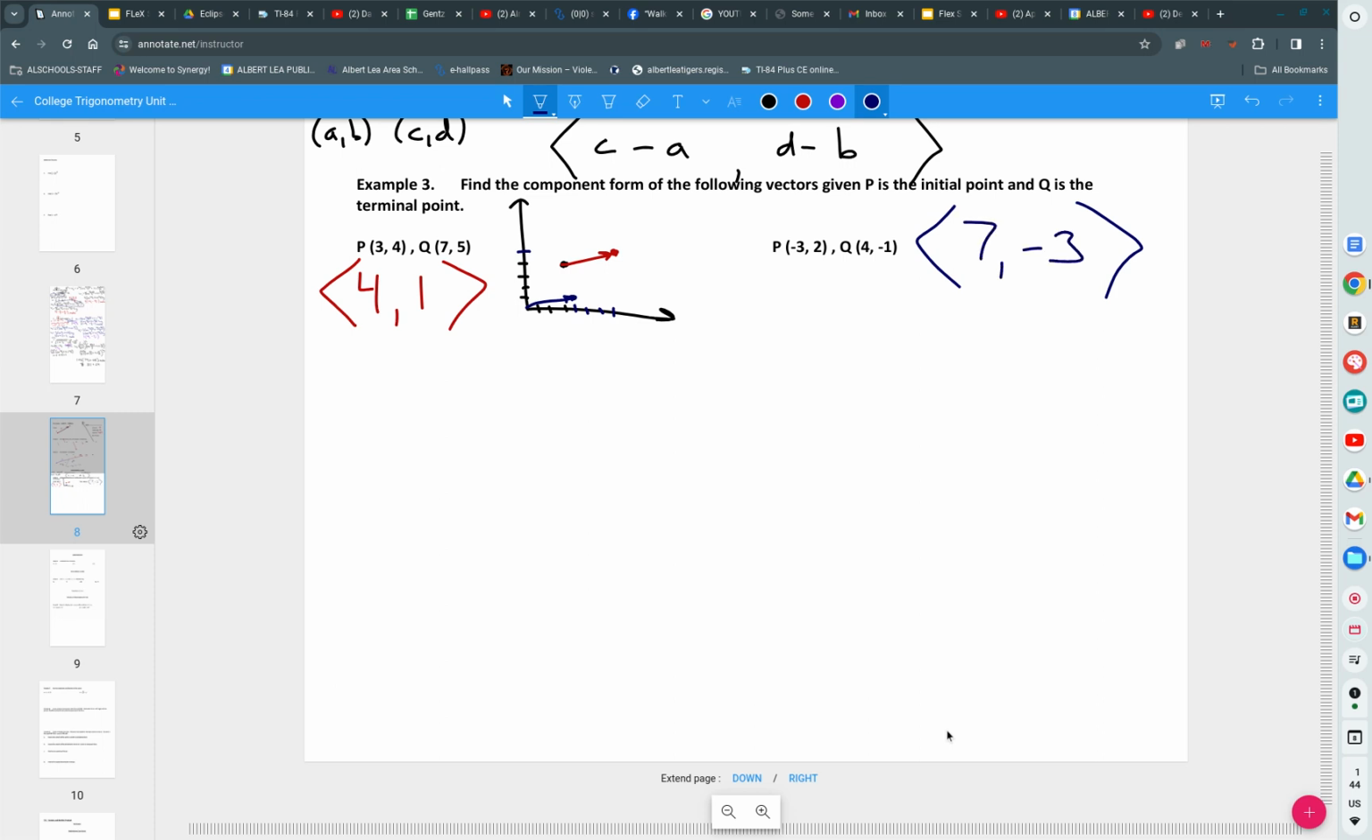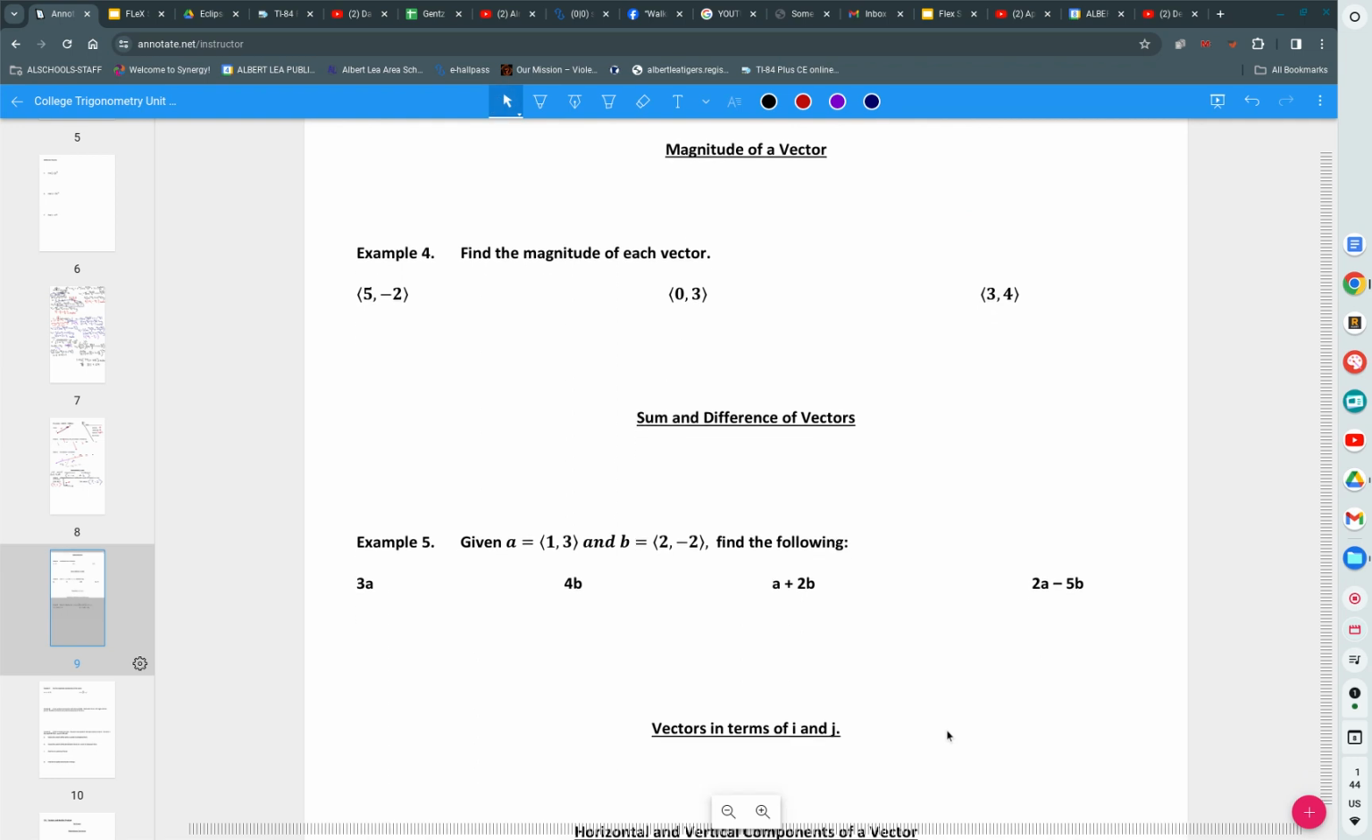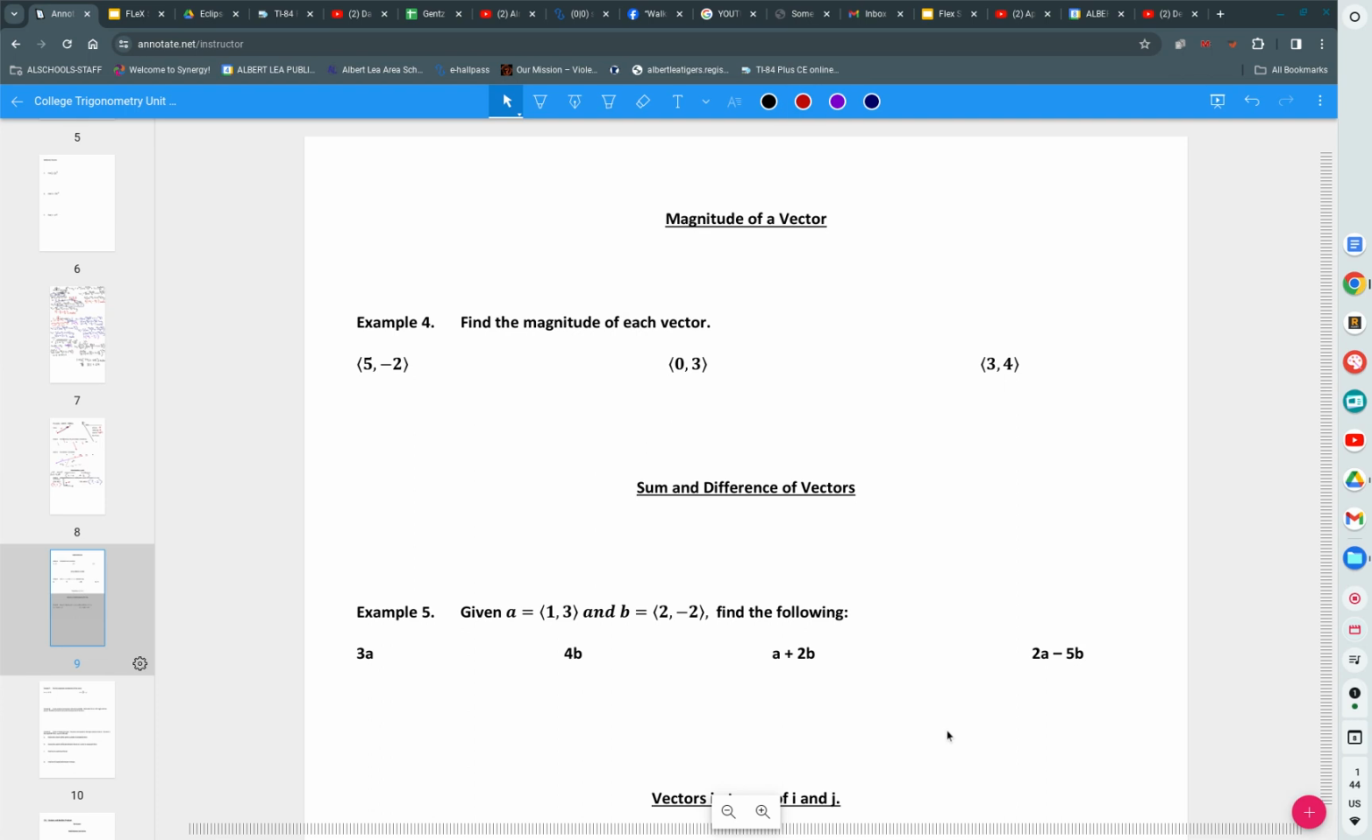Got 7, negative 3. Very good. Okay, flip it over. Want to get through this page and then just a couple problems on the next side. Magnitude of a vector and direction.